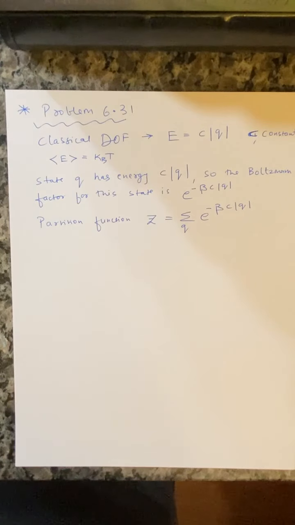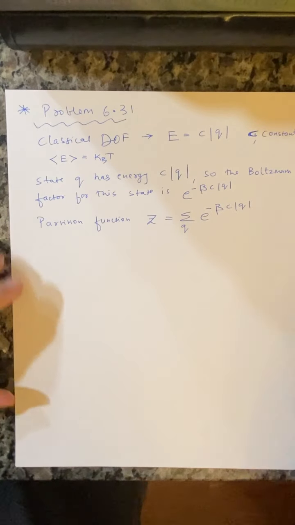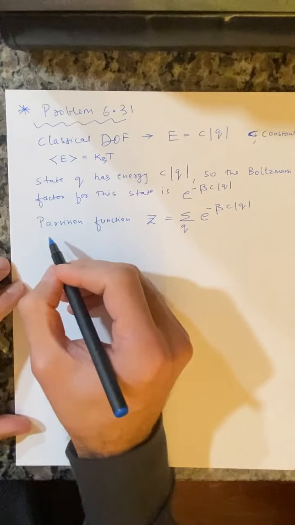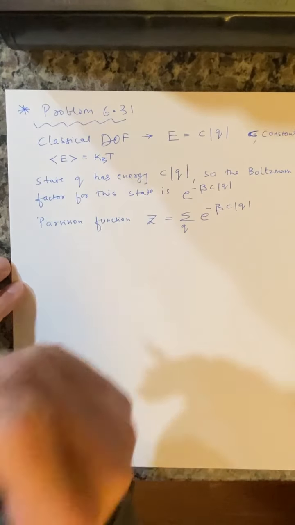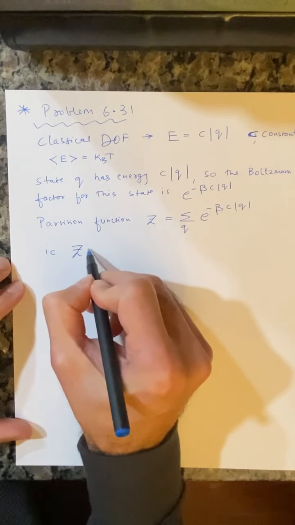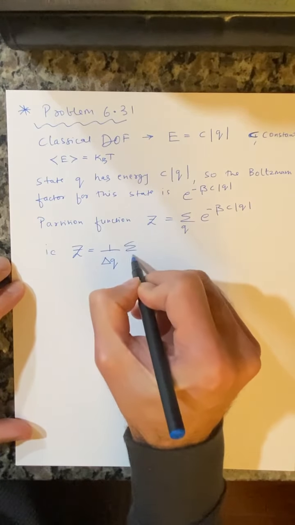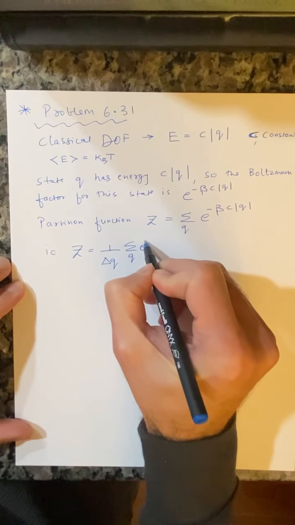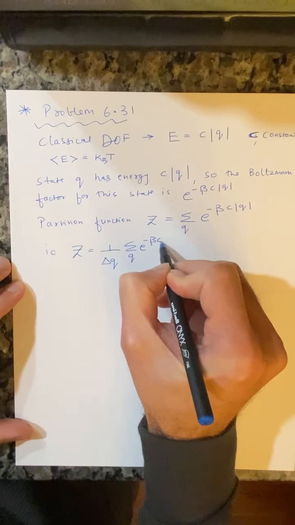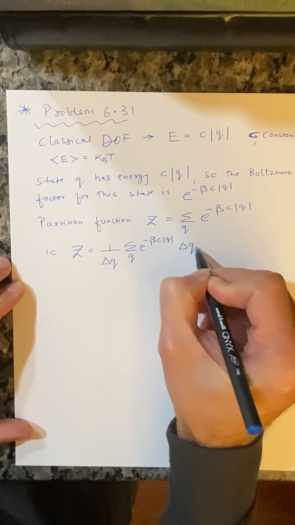We're going to take this now. If we take the idea that the delta q is very small, as we did for the equipartition theorem, then I can actually multiply and divide, following the same recipe we did in class for the equipartition theorem. Let's put that down. That is, Z can also be written as 1 over delta q, summation over q of e raised to minus beta c q, and multiply here by delta q.